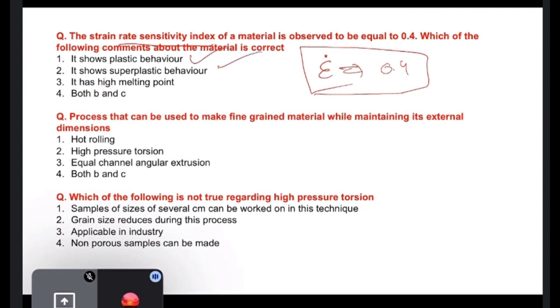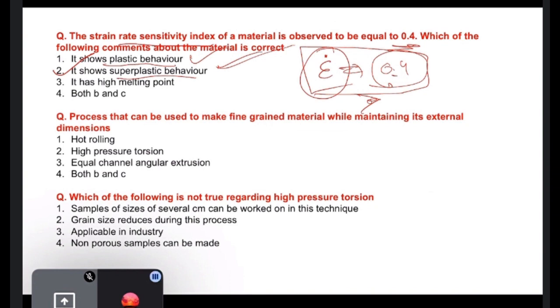You understand the difference between plastic and superplastic behavior? Yes or no? The way to differentiate between the material, which is plastic and superplastic, the value of strain sensitivity index is important. If it is less than 0.3, then it has a plastic behavior, and if it is more than 0.3, that means in this case we have value 0.4, then it has a superplastic behavior. Got it? So the answer is this second option. B option. Yeah.